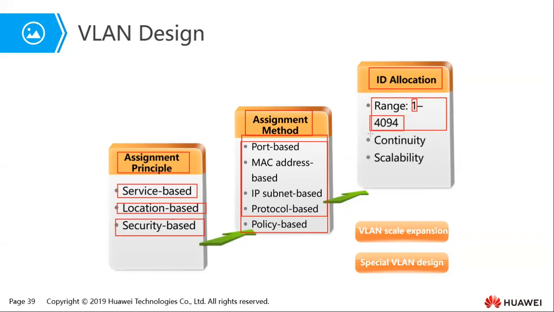So even as you plan your VLANs, you're supposed to plan about continuity, so that, for example, if you're doing location-based assignment, then buildings that are following each other have subsequent VLAN numbers, for example, and also scalability, so that you can be able to expand your network with time. So those are some of the things that you need to consider when you are looking at the VLAN design.